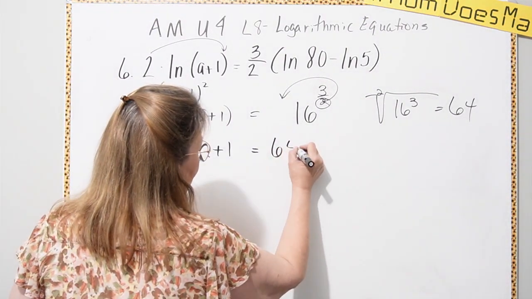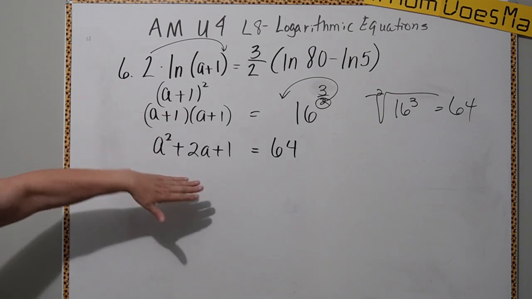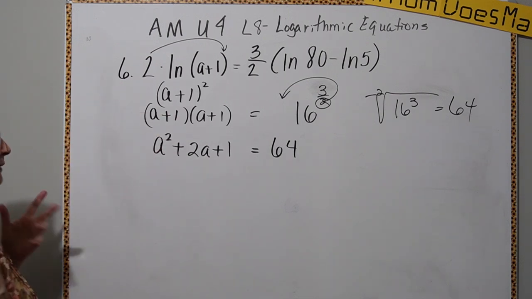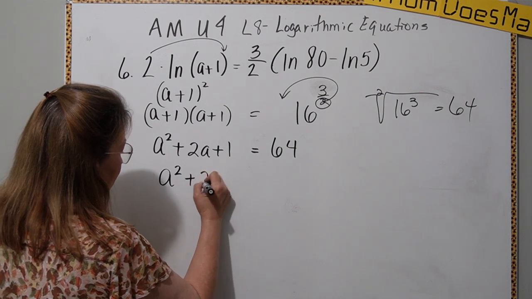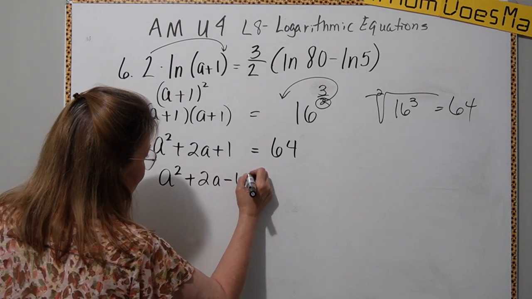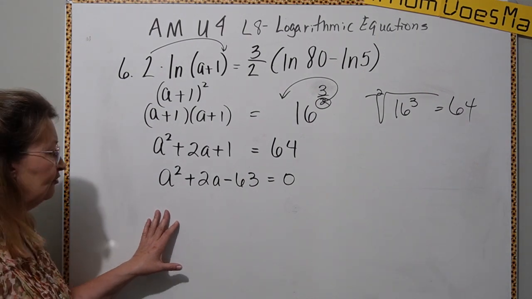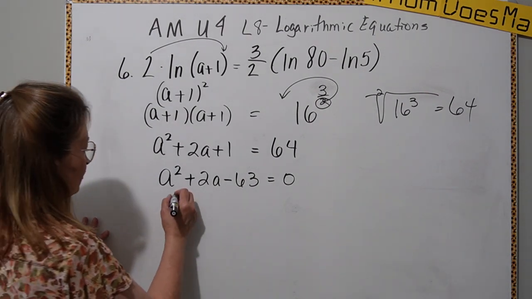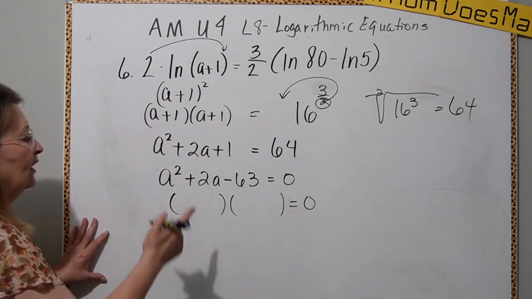So here's where I am now after I've condensed and done the one-to-one property. Subtract 64 from each side, and you're going to get a squared plus 2a minus 63 equals 0. We have a trinomial to factor. There's no coefficient in front of the first term, so it's just a simple unfoiling.